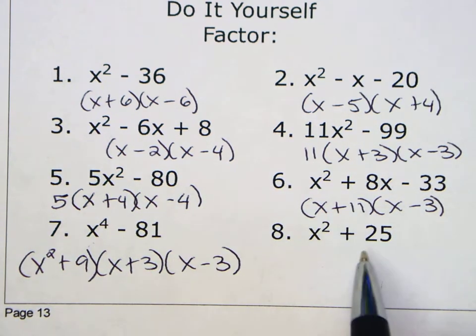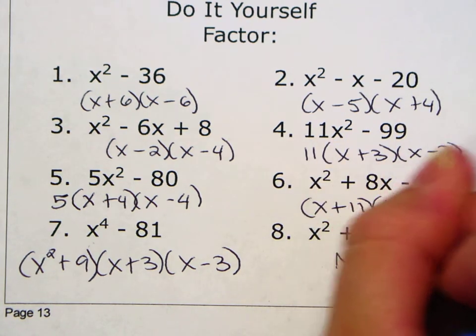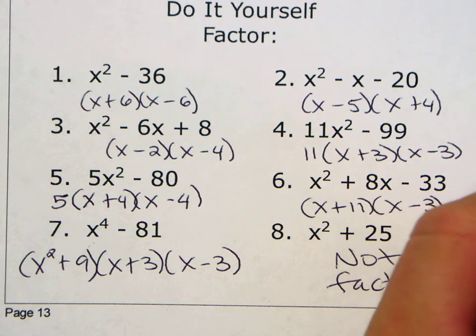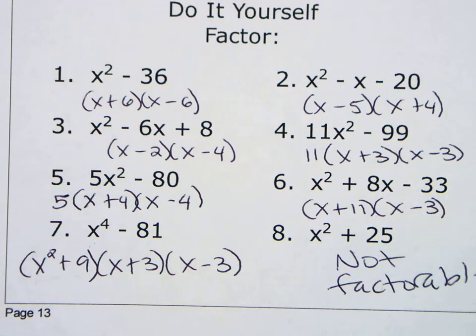And then last, x squared plus 25 is not factorable. Remember, when you have a plus, it's not factorable. That's why we left x squared plus 9 by itself.